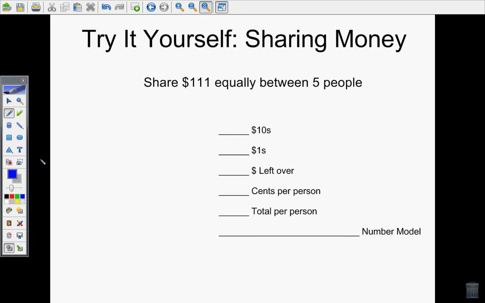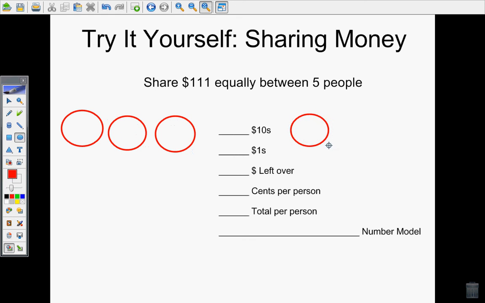Okay, the first thing we need to do is divide it into 5 people. So you should have had 5 circles to show what each person was going to get. Then you should have thought about what's the biggest amount that I could take out of 111. Well, I could try $50 bills, but there'd be 50, 100, 150, and already we're way too much, and these people didn't get anything at all. So our next biggest dollar amount would be our $20 bills.